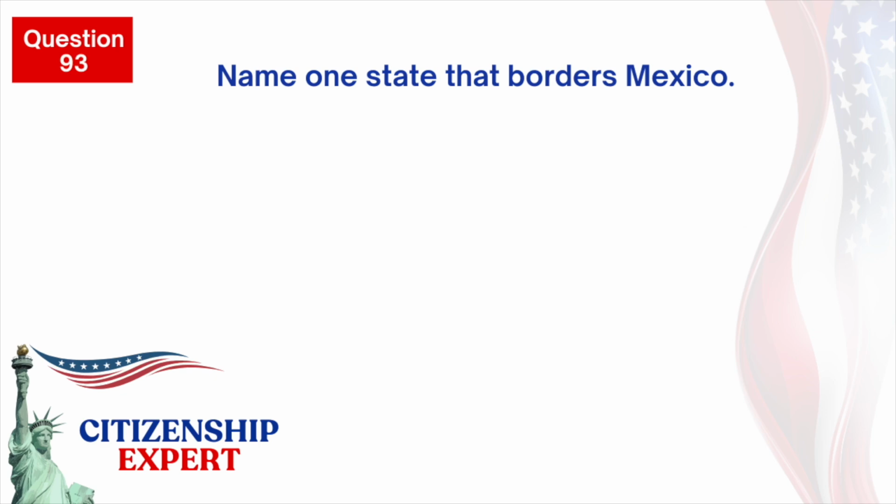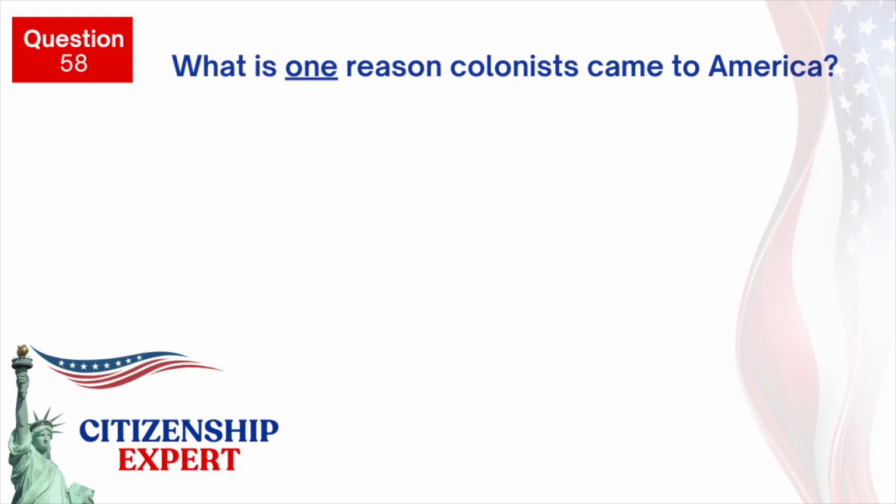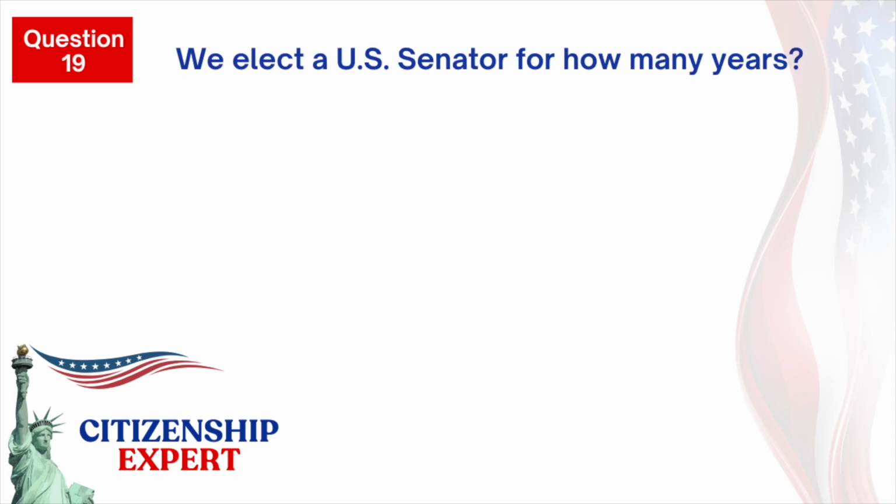Name one state that borders Mexico. California. We elect a U.S. representative for how many years? Two. What is one reason colonists came to America? Freedom. We elect a U.S. Senator for how many years? Six.